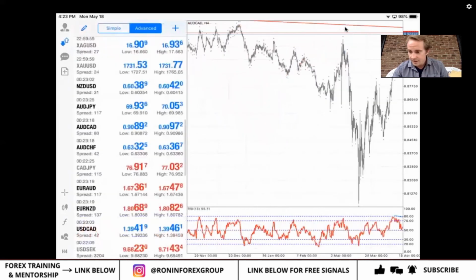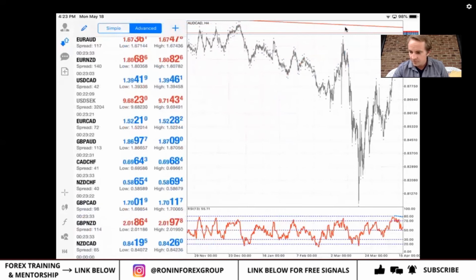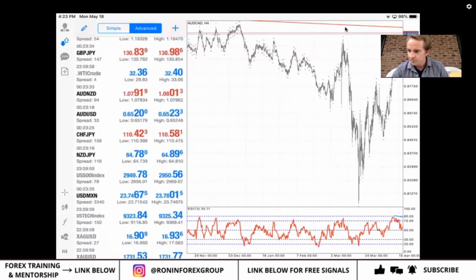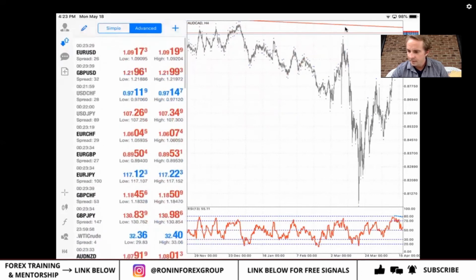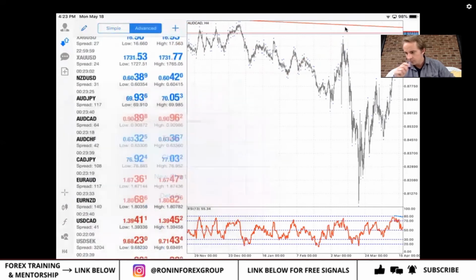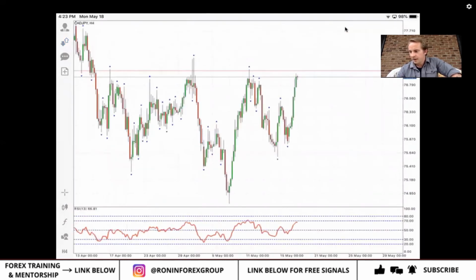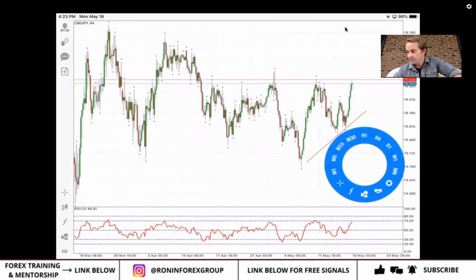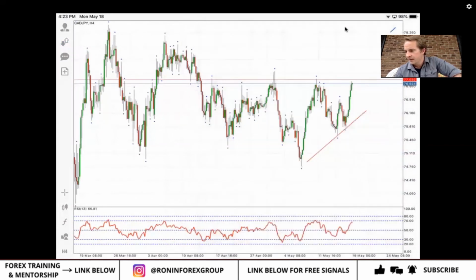We could take a look at CAD JPY, which we also caught another 100 pips on today. We could take a look at CAD yen. Huge rally off this today. This is a great trade. And I loaded this up here pretty good, especially for a Sunday. But you know, it did pay off pretty well.